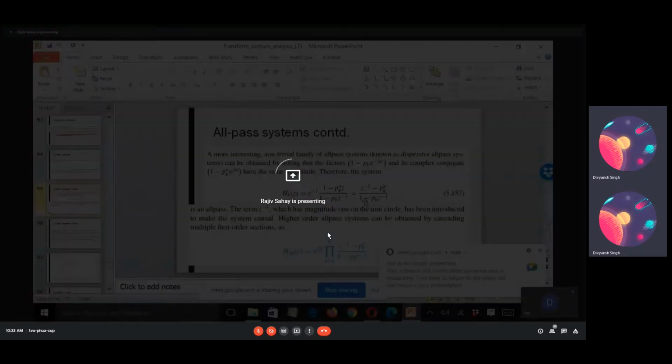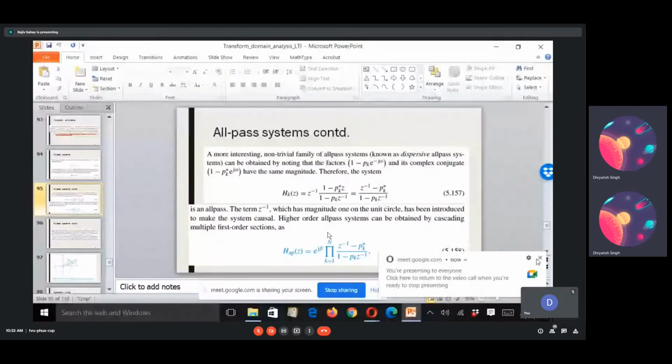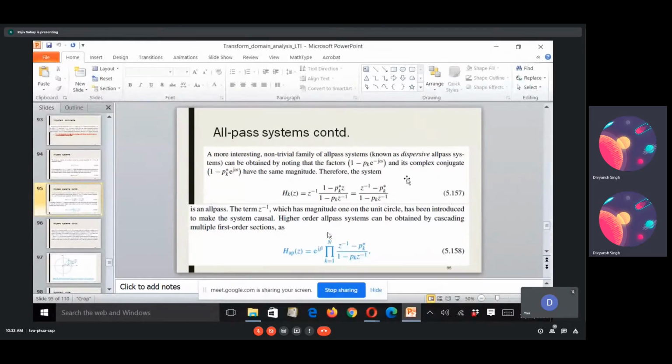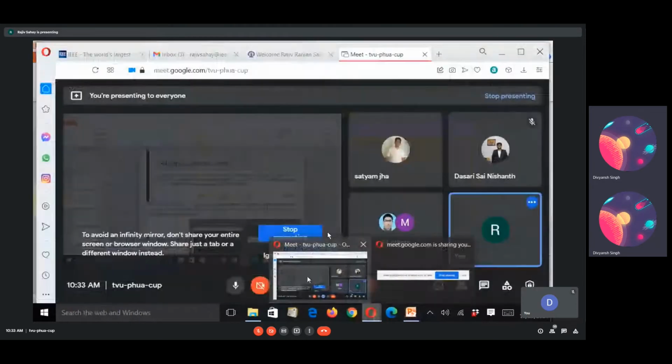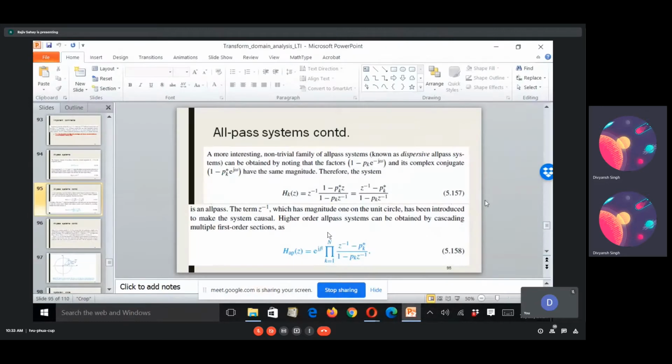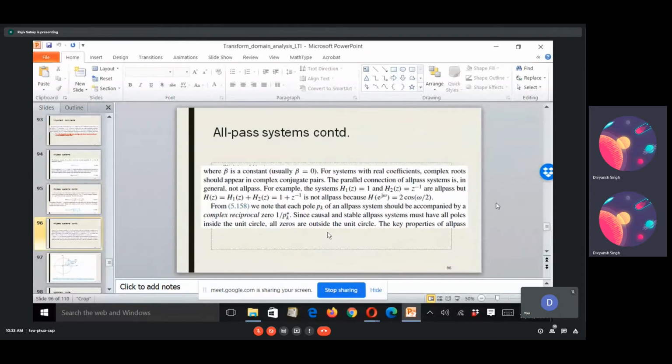So you see, this is our all-pass system. Can you all see my cursor? Are you all able to see the slide? Yes, sir. Please speak up because I need to get some feedback from you. Now you see, this is Z inverse minus pk star divided by 1 minus pk Z inverse.